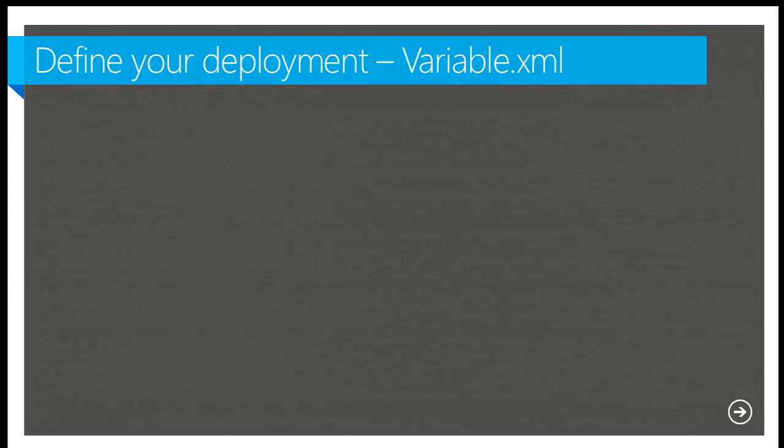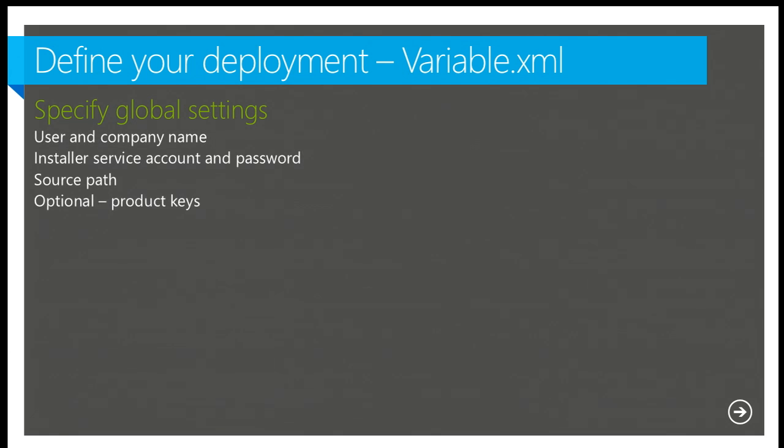There are a total of 5 files in the PowerShell deployment toolkit. It's a 70K or so download. It's a tiny little thing. The only one that you have to edit is this thing called variable XML. This defines what PowerShell deployment toolkit, PDT, is going to install for you.